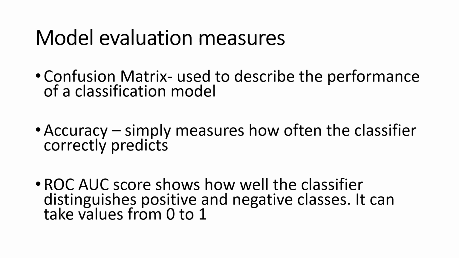With the confusion matrix, we use it to describe the performance of the classification model. The accuracy is simply a measure of how the classification model correctly predicts. And then we have the ROC AUC, which I believe is the area under the curve. This score shows how well the classifier distinguishes positive and negative classes. It can take values from 0 to 1.